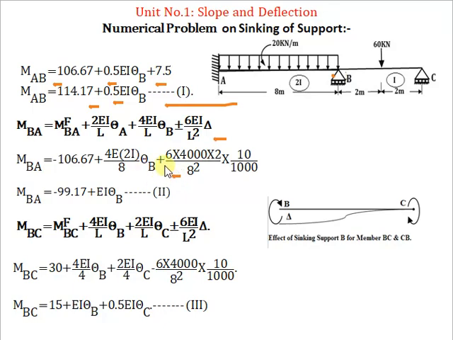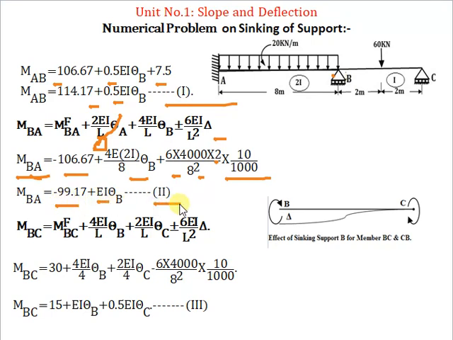Now apply the equation for the end B. The moment sign convention is positive, as for both ends it is created in the anti-clockwise direction. Theta A is again 0, as it is a fixed support. Now putting the values, MFBA is minus 106.67 plus 4E into 2I divided by 8 into theta B plus 6 into 4000 into 2 divided by 8 square into 10 divided by 1000. We are calculating for span AB but at the end B, so the moment of inertia is again 2I, that's why 2 is here. Now simplify, we have MBA is equal to minus 11.17 plus EI theta B.